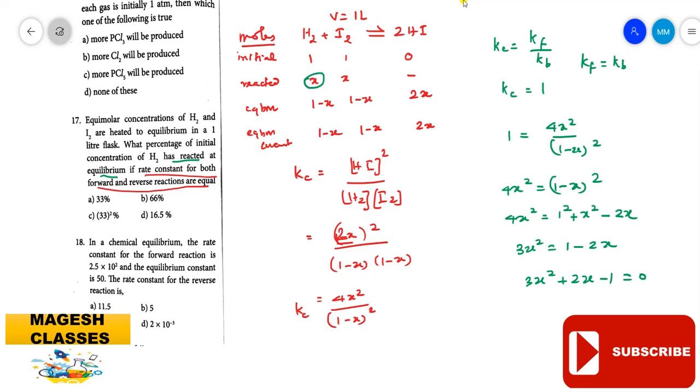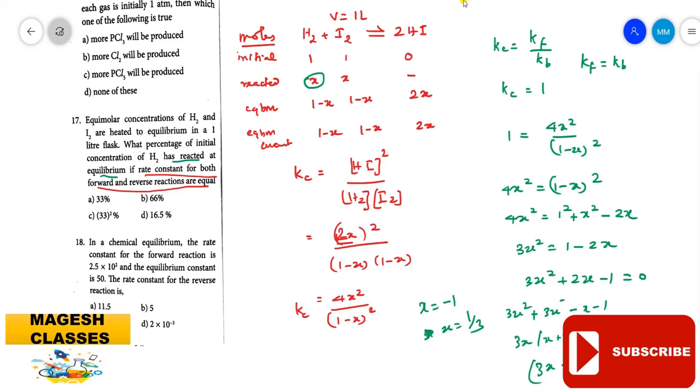This equation is solved by factorization. So 3x squared plus 3x minus x minus 1. Taking 3x common, it is 3x into x plus 1, minus 1 into x plus 1. Factorizing, you get 3x minus 1 and x plus 1. So x is equal to minus 1 or x is equal to 1 by 3.